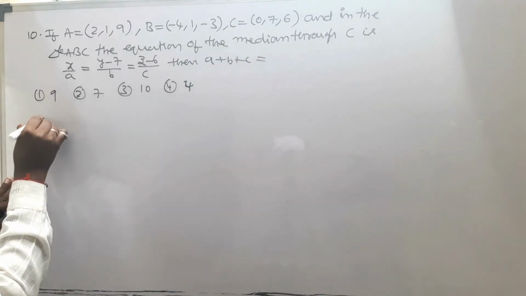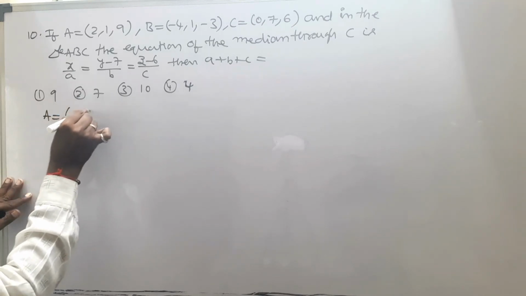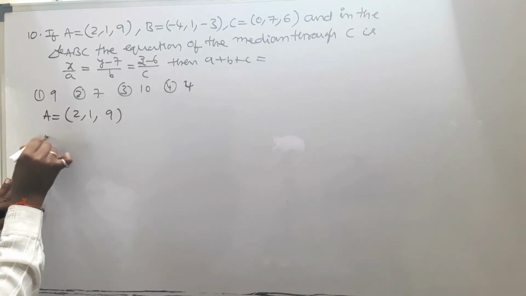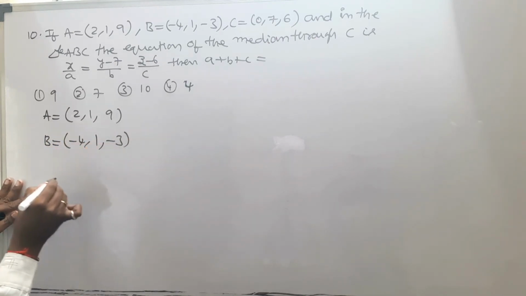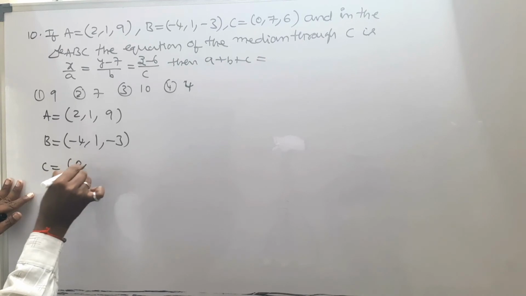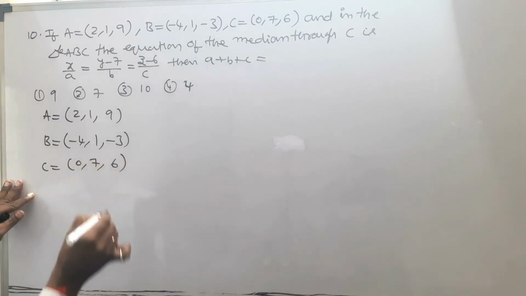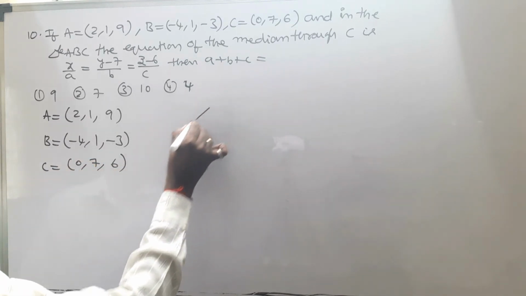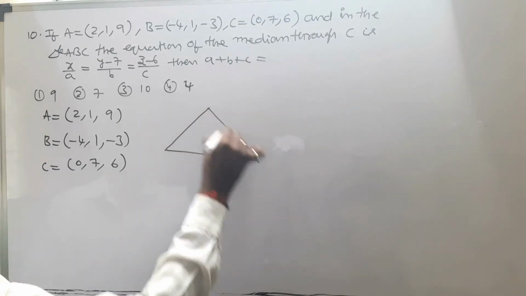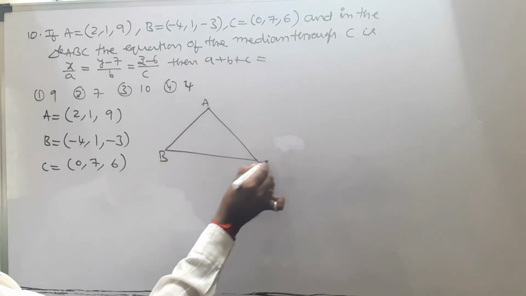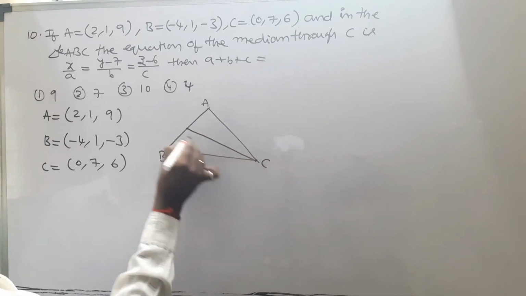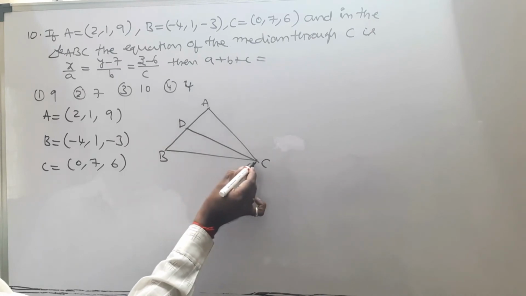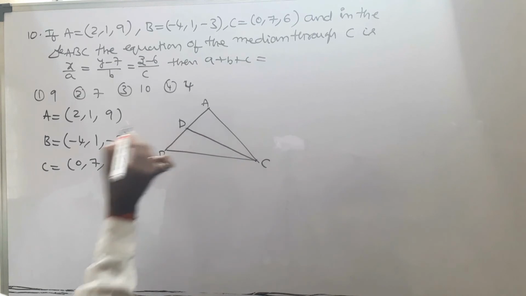Here capital A equal to (2, 1, 9), B equal to (-4, 1, -3), C equal to (0, 7, 6). In a triangle ABC, this is the triangle ABC. To find the median through C, here D is the midpoint of AB. CD is the equation of the median through C.